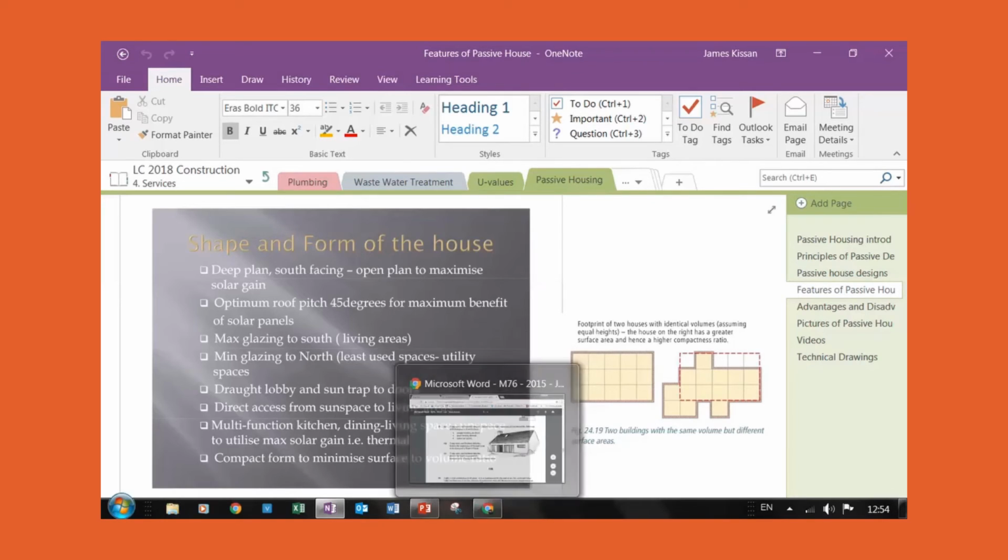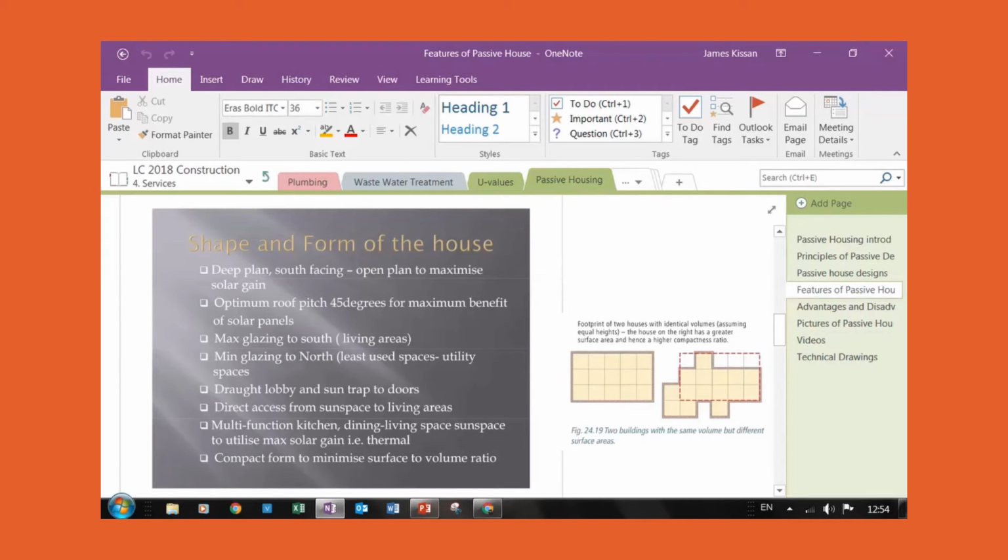Then the last thing is compact form to minimize surface to volume ratio. Now, this here is your surface to volume ratio. Both houses have the exact same surface area. So if you had to pay tax, and say tax was based on the area of your house, and you're charged €10 for the area, what you have in this house here is 1, 2, 3, 4, 5, and 3 up. So that's 15 square meters.